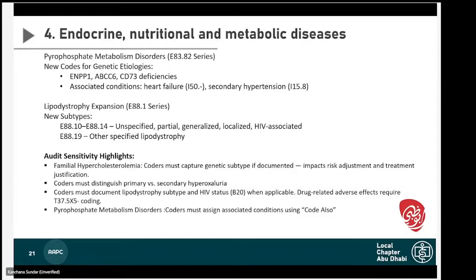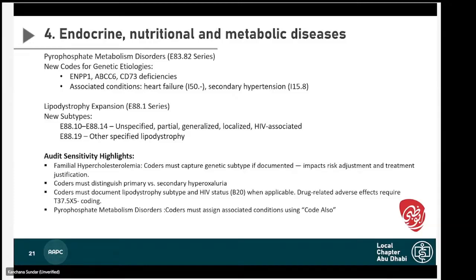And when it comes to lipodystrophy with HIV status, ensure that the sequencing is right. And there is also a drug-related adverse effect being added related to lipodystrophy, and that is the T37 series. Just make a note of it.